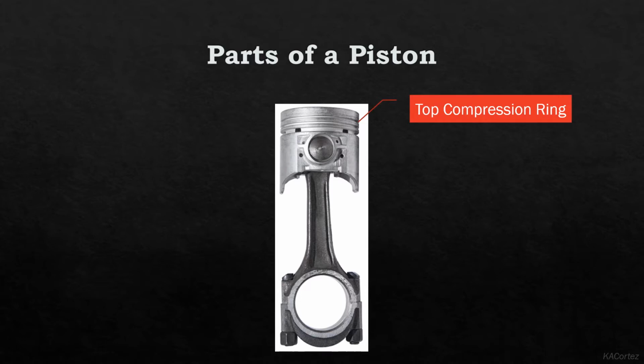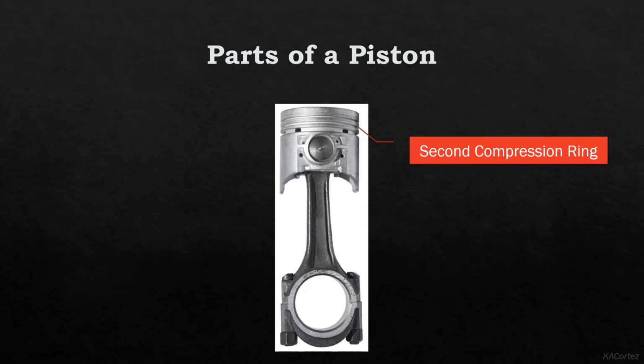Top compression ring. This is the closest ring to combustion gases. It is exposed to greatest amount of temperature and chemical corrosion. The compression ring transfers 70% of the combustion chamber heat from the piston to the cylinder wall.